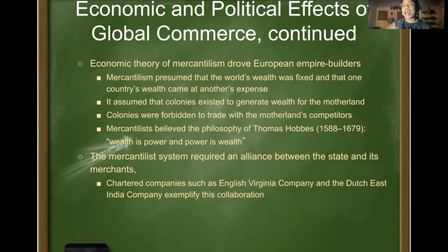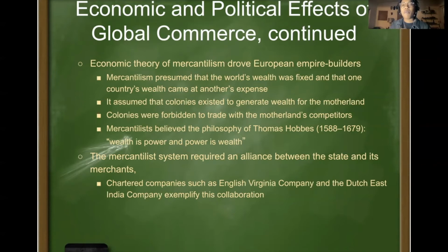All right, so we have this guy named Thomas Hobbes. He's going to be pretty important for economic philosophy. He's going to believe that wealth is power and power is wealth. That's going to be a guiding principle for a lot of interactions that we're going to see. Mercantilism requires an alliance between states and merchants, so those merchants are going to rise up a level in society and in different classes. We're also going to see the government partner up with businesses and give those businesses a lot of power and authority that you wouldn't necessarily give to just a regular business.